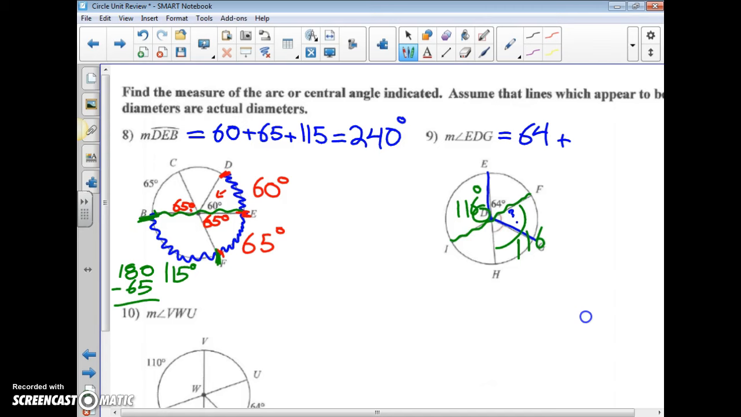But again, I don't care about the whole angle. I just want to know what this piece is. Well, they're split evenly. So 116, cut it in half, I get 58. So now I've got 58 degrees. Add the two together, you wind up with 122 degrees is the measure of that entire angle.